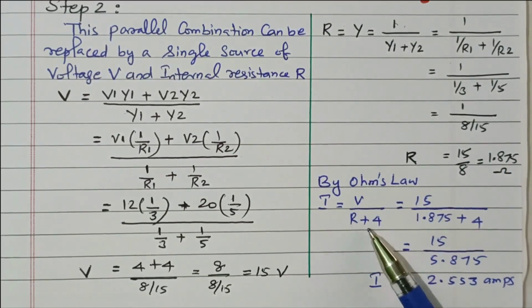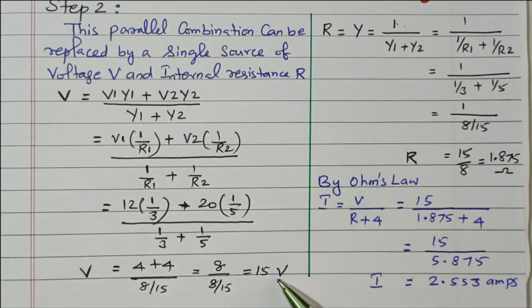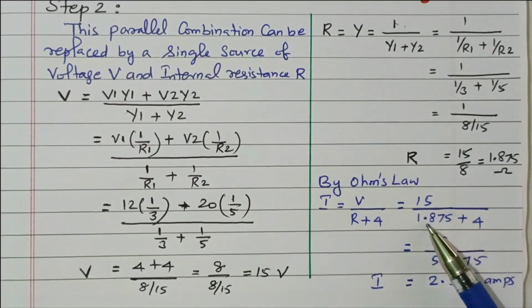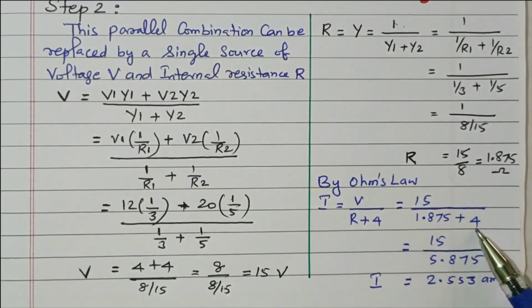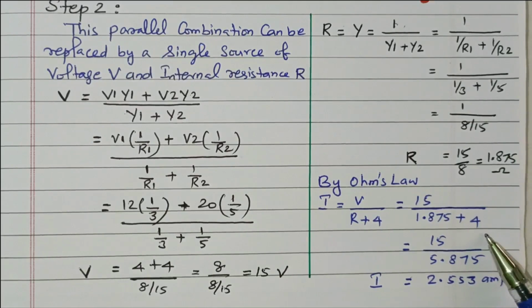I equals V by R. V is 15 volts, what we calculated, divided by R plus 4. The R value we calculated is 1.875. This 4 is the load resistance. This is the question: the current flowing through the 4 ohm resistor.